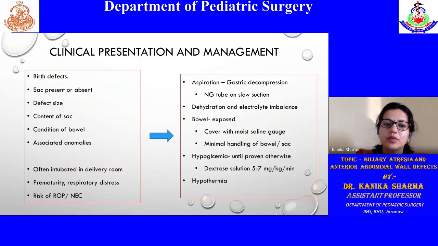Most of these children are often intubated in the delivery room, or maybe just managed in the delivery room. One has to be aware that these children are preterm, or premature, so they have to be managed on that guideline as well. As far as the surgical part is concerned, we have to make sure that gastric decompression is being done, so an NG tube is placed.